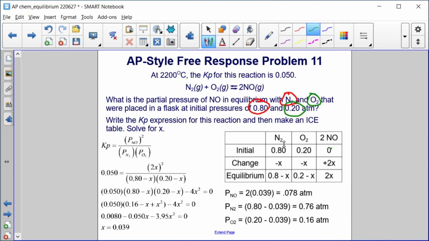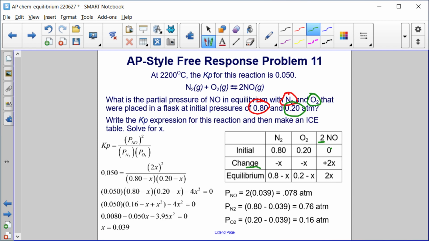Based on the stoichiometry, N2 decreases by an amount X. So at equilibrium, we have 0.8 minus X. O2 decreases by an amount X. So we have 0.2 minus X. And NO increases by an amount 2X based on the 2 as the coefficient. So at equilibrium, we have an amount 2X.